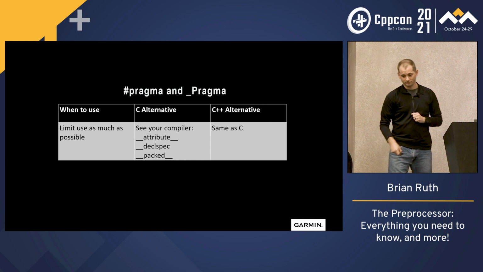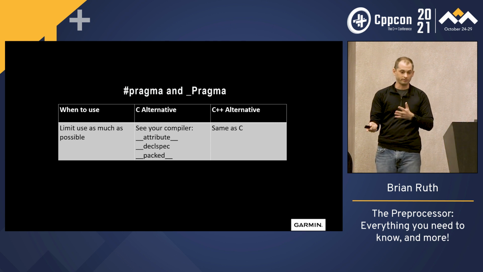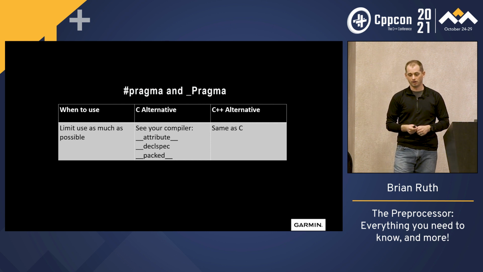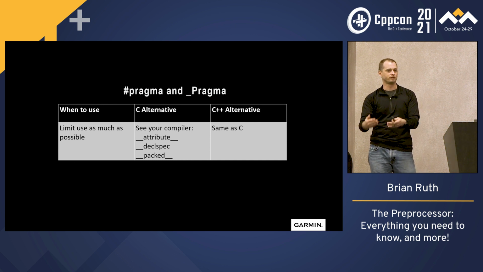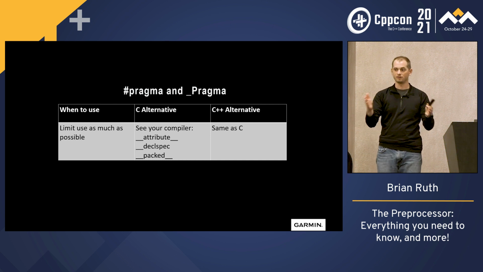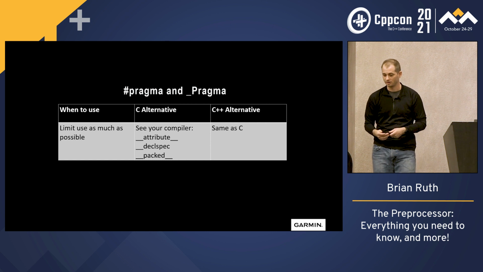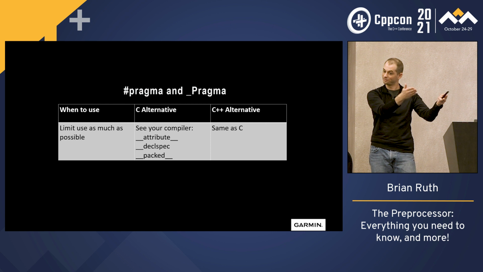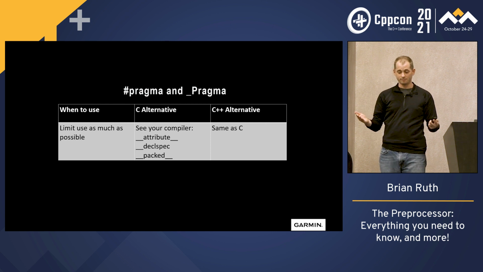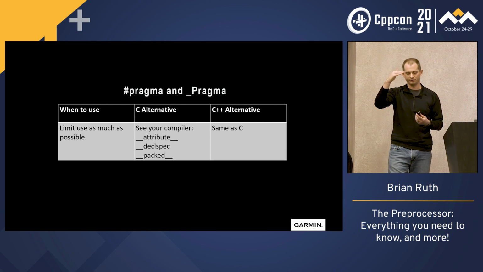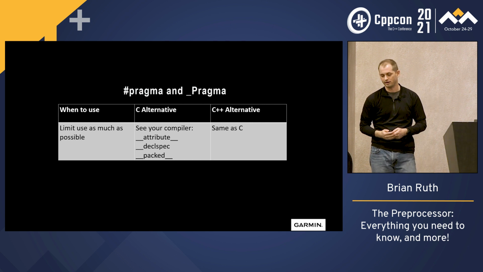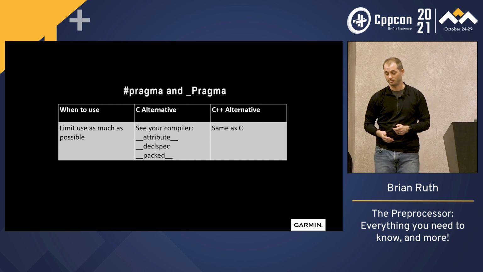So pragma and underscore pragma, limit the use as much as possible. It's non-portable in the sense that it works specifically on certain versions and different compilers, so it's not necessarily going to work across them. It also confuses the entire build system if someone's trying to reason about how your code is being compiled, because it's going to subtly change things in the code itself, not in the build system. For C, there are attributes. Your compiler has these double underscore attributes and declspec. These are a little bit more specific, but again, not very portable. And for C++, same as C.